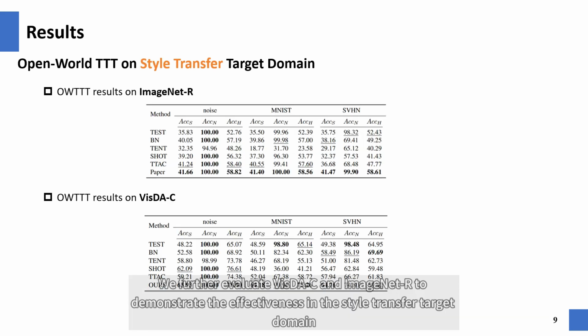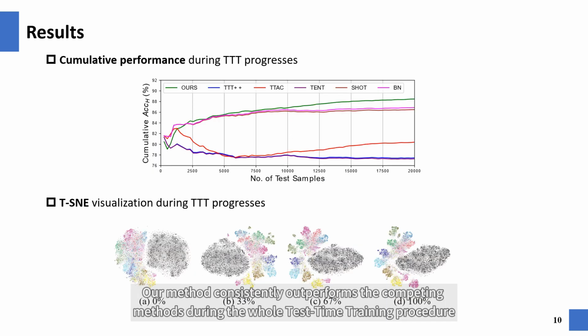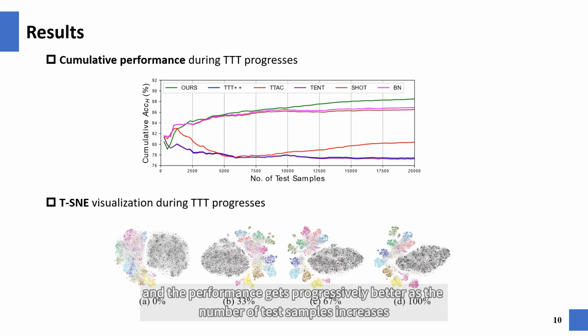We further evaluate on VisDA-C and ImageNet-R to demonstrate the effectiveness in the style transfer target domain. Our method consistently outperformed the competing methods during the whole test time training procedure, and the performance gets progressively better as the number of test samples increases.